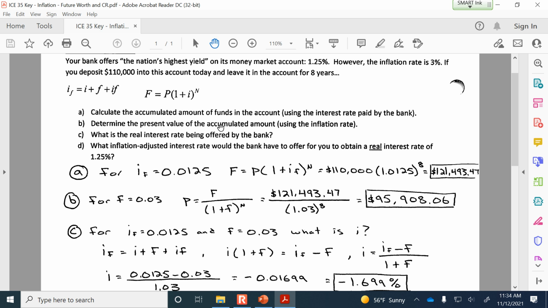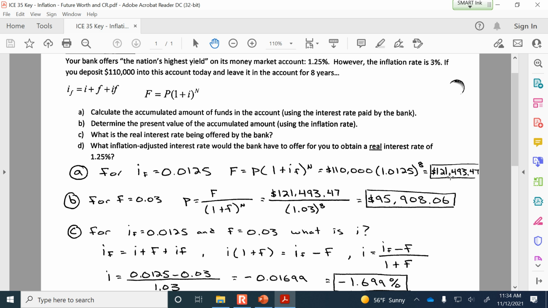So this next part, I tell you, use the inflation rate. Inflation rate is 3%, and we already know that what we've calculated is an F. That $121,000 is an F. And so in part B, it's saying find P given F and discount that value by 3% per year.